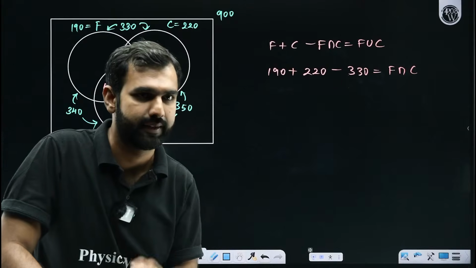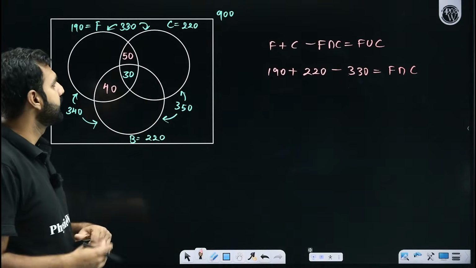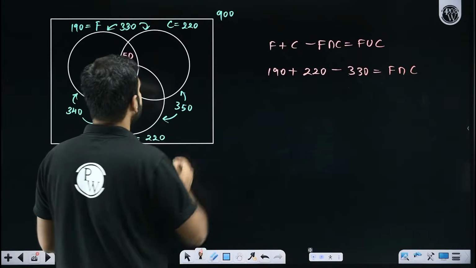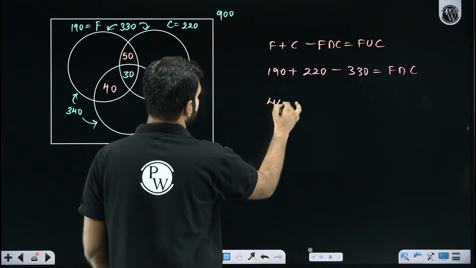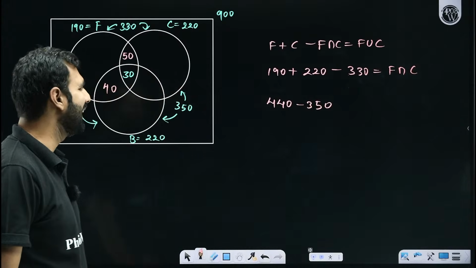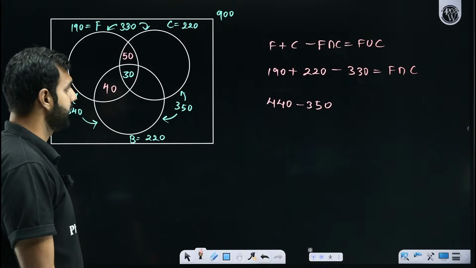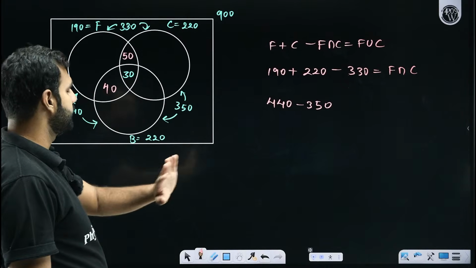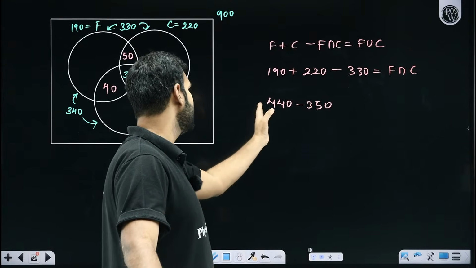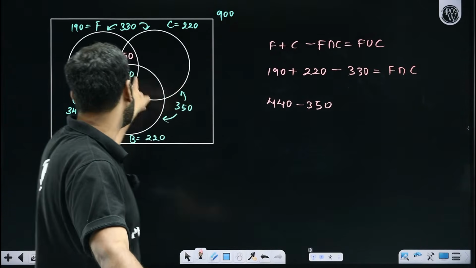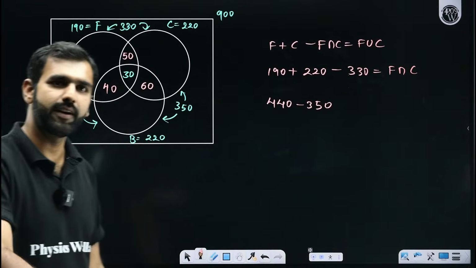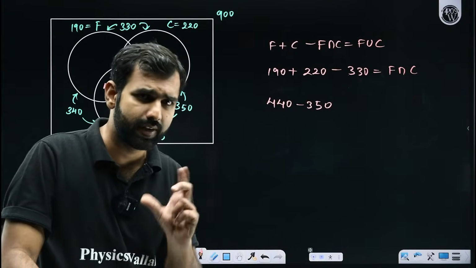All the participants. Now let's talk about this particular region. This means what? Here, 220 plus 220 minus 350. So this is 440. This is 440 minus 350. How much is that? 90. From 90, this is already 30. So this should be 60. Everybody got this part. Everybody understood this part. All the participants. Are we clear on that?